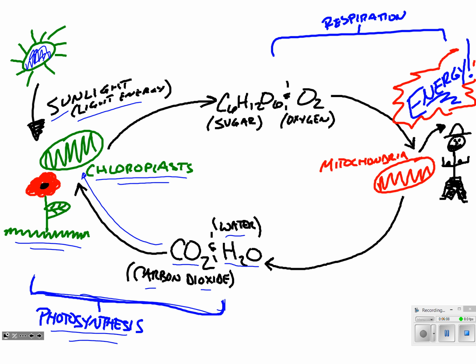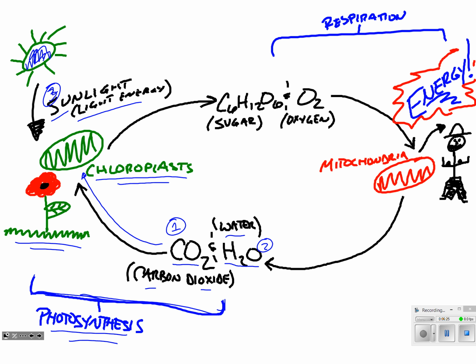So plants take in three things: carbon dioxide, water, and sunlight, number three. And it all goes into the chloroplast.